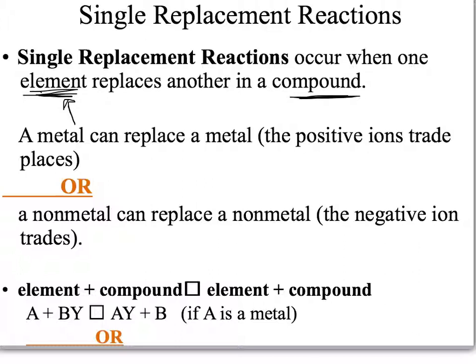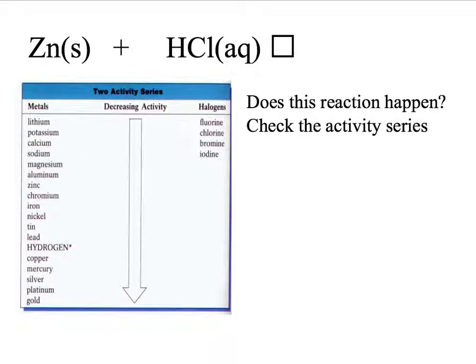A metal can replace another metal, when the positive ions trade, or a non-metal can replace another non-metal when the negative ions trade. Either way, it's going to follow the same pattern. So let's check one out. So here is our first equation.